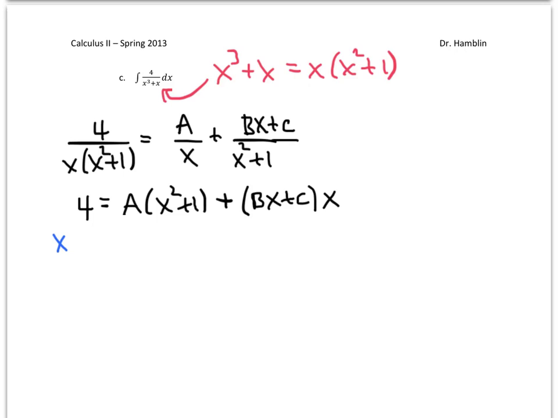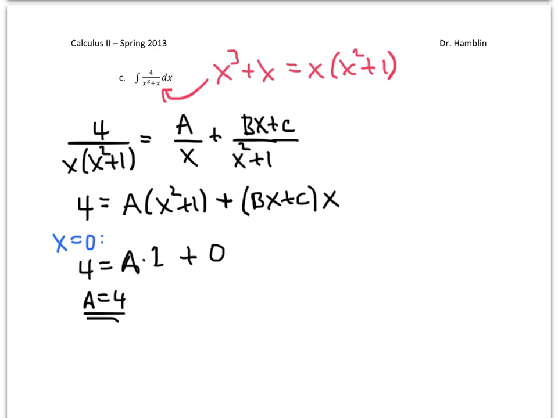Now we can plug in x equals 0 here, and if we do that, we're going to figure out the value of a. So on the left-hand side we get 4, a times 0 squared plus 1 is 1, and then bx plus c, whatever that works out to be, but x is 0, so multiply that by 0, you get a 0, and that tells us that a equals 4. Now what about b and c?